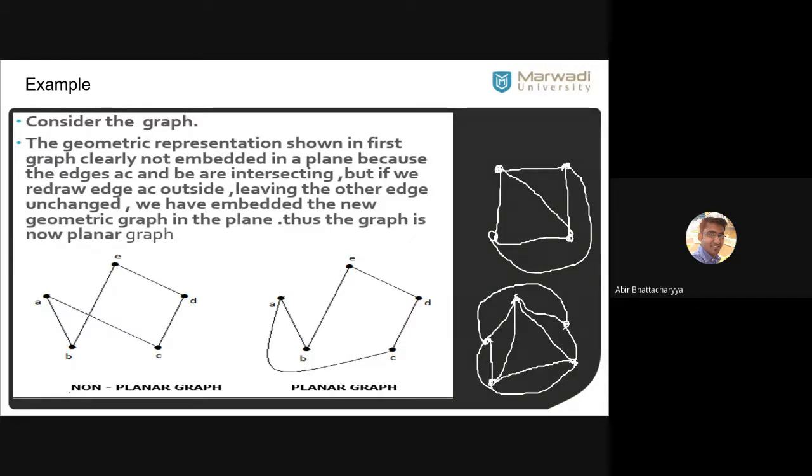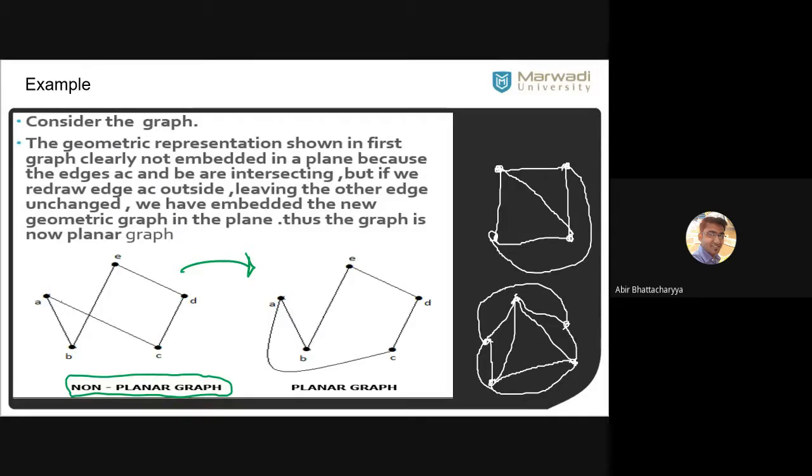Now, this graph apparently looks like a non-planar graph, isn't it? Apparently, it looks like a non-planar graph because it's a crossover. You tell me, sir, this is a crossover. This is a non-planar graph. But yes, you are right. It is a non-planar graph. There's no problem. But this non-planar graph has a graph embedding. We can convert this graph into a planar graph, isn't it?